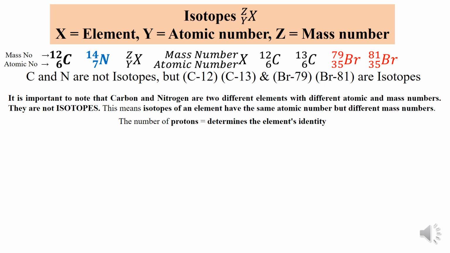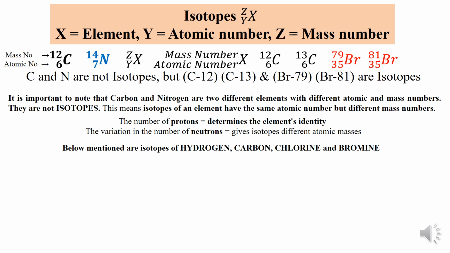Carbon with 6 protons exists as the carbon element, while nitrogen with an atomic number of 7 is a totally different element. So the number of protons present in a particular element determines its identity and position in the periodic table. Now it is a variation in the number of neutrons that gives isotopes different atomic masses.